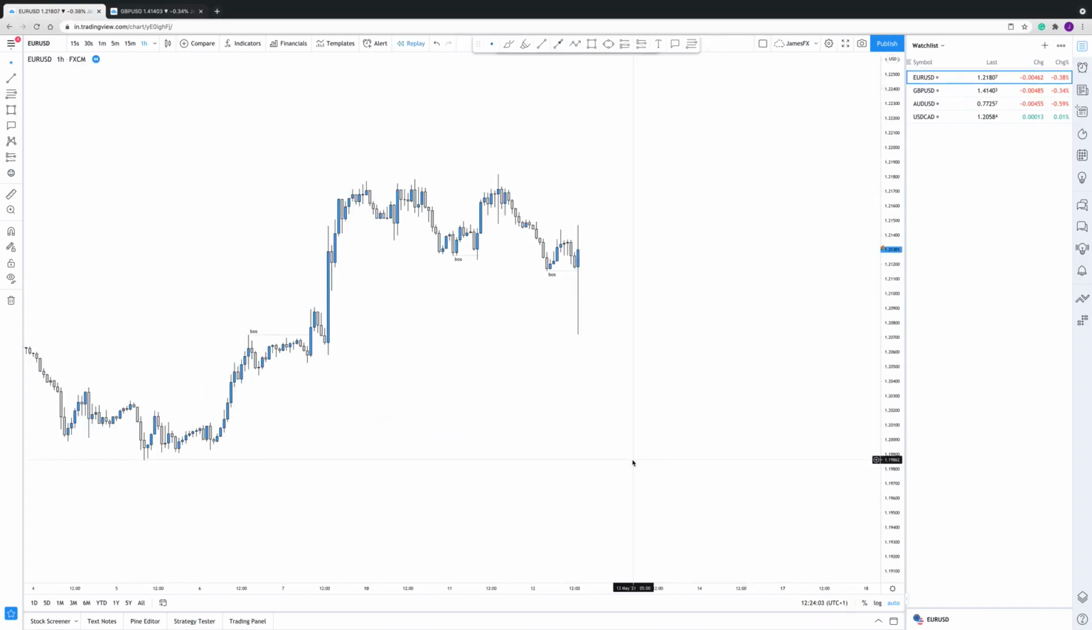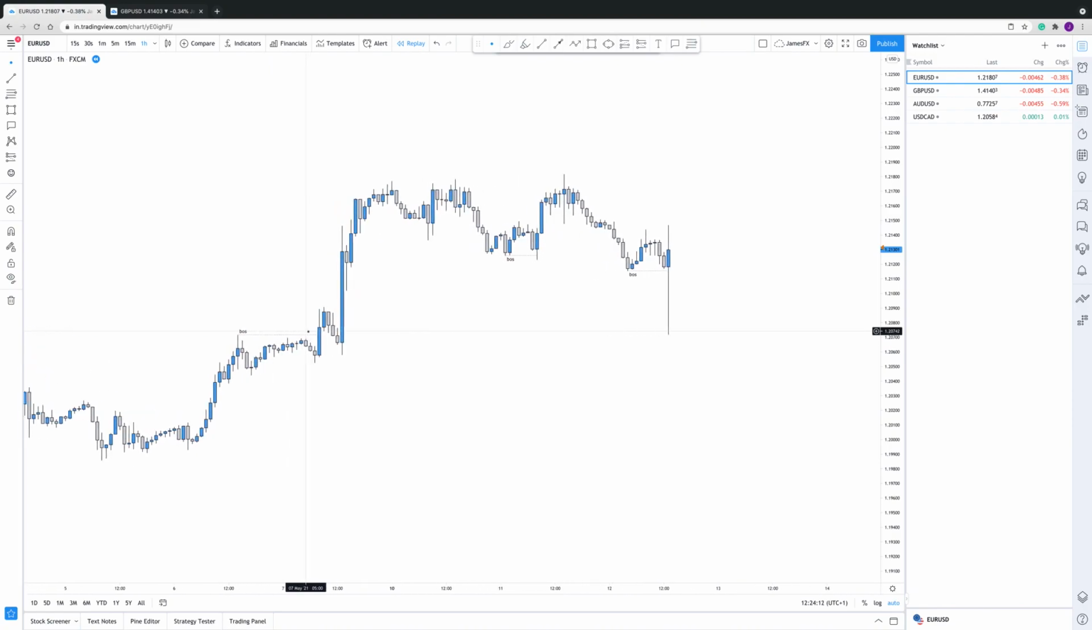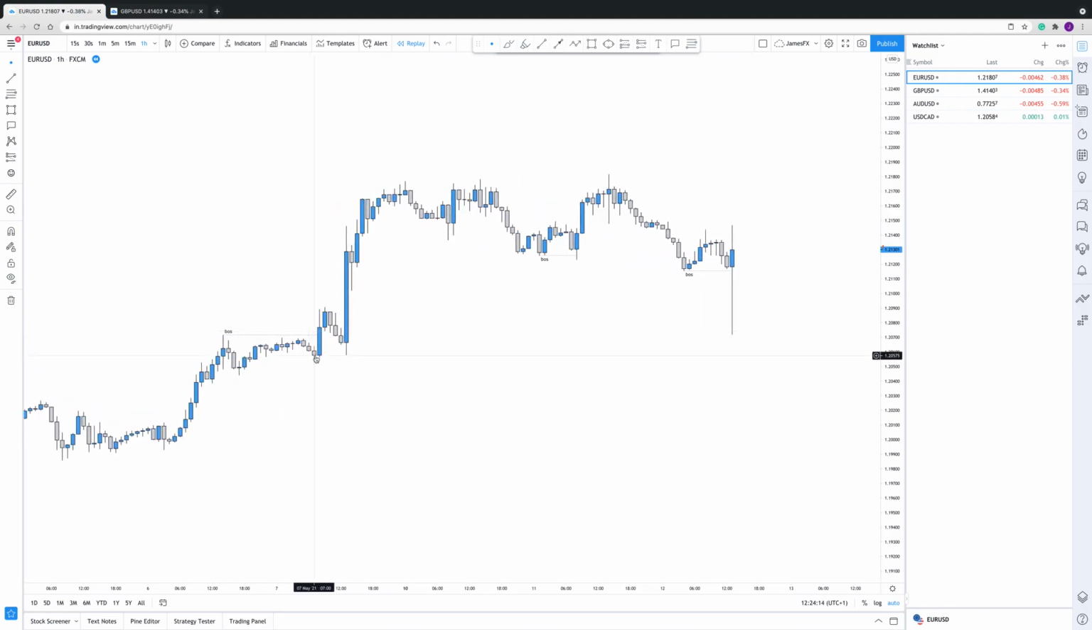So looking at some examples of structure breaks, what we can see here on Euro USD hourly time frame, we had a break in structure here. So if I just zoom in, you can see we had this high, we had a little bit of a range, and then this candle broke structure and we got a wick, but we did close above, and then you can see price pulled back into a bullish order block, which is here, before we see some huge momentum to the upside.